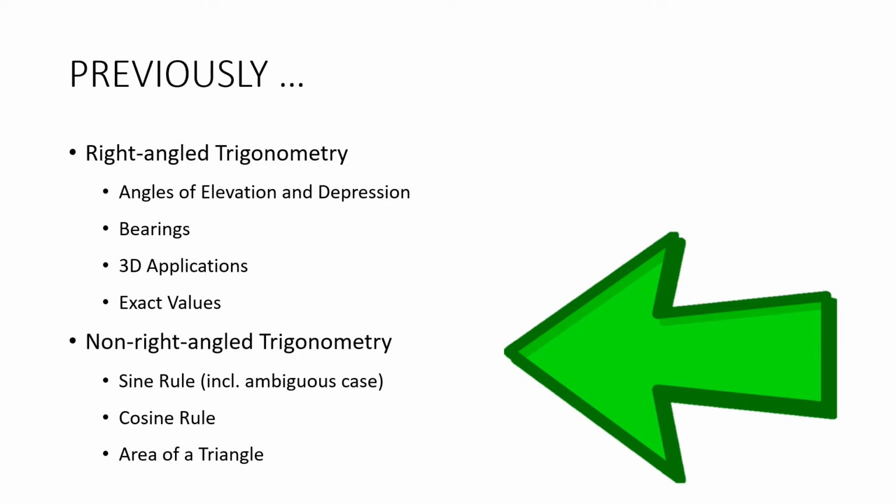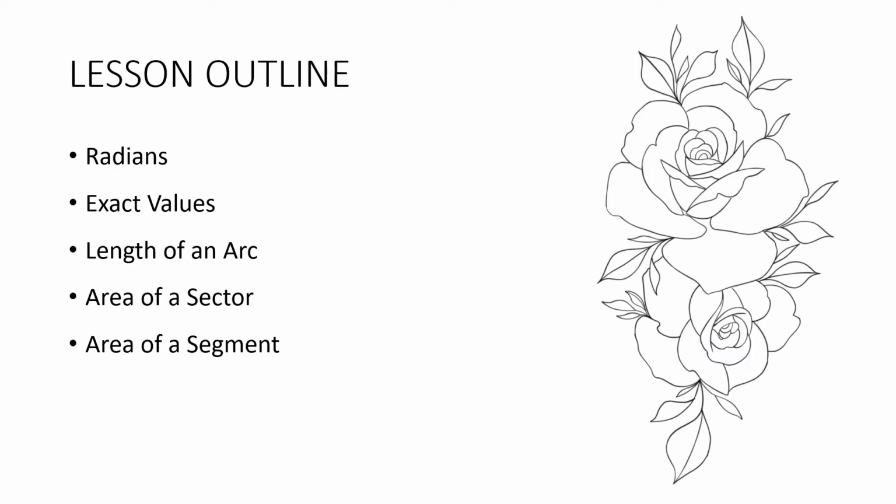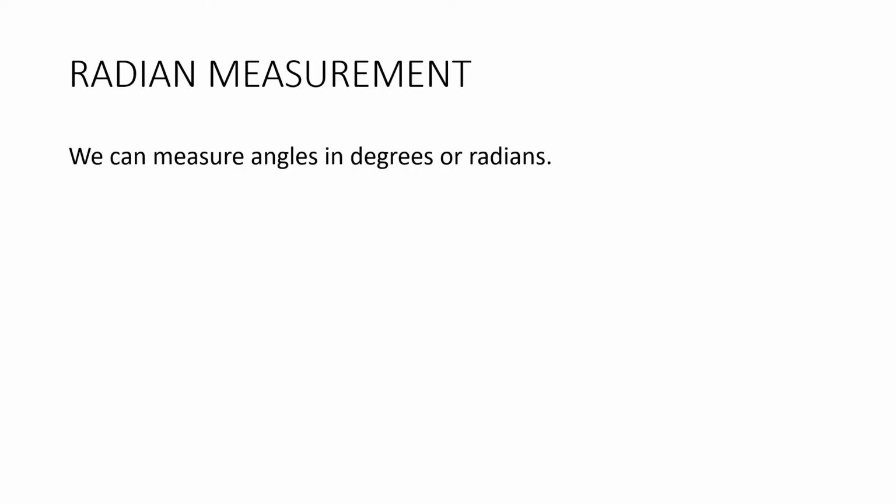So previously we've looked at right-angled trigonometry, including angles of elevation and depression, bearings, 3D applications and exact values. And then last lesson we looked at non-right-angled trigonometry, the sine rule, including the ambiguous case, cosine rule, and area of a triangle. Here's our lesson outline. We're going to look at radians, exact values, length of an arc, area of a sector, and area of a segment.